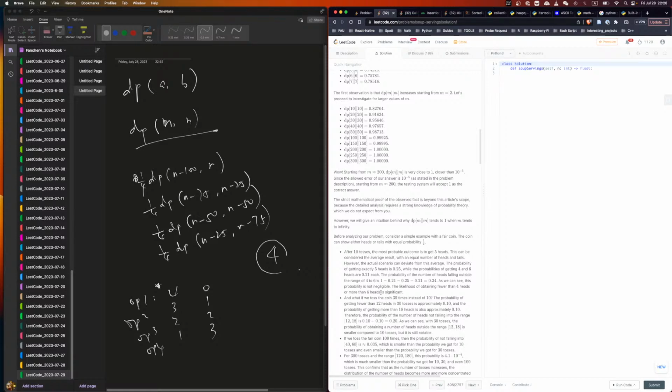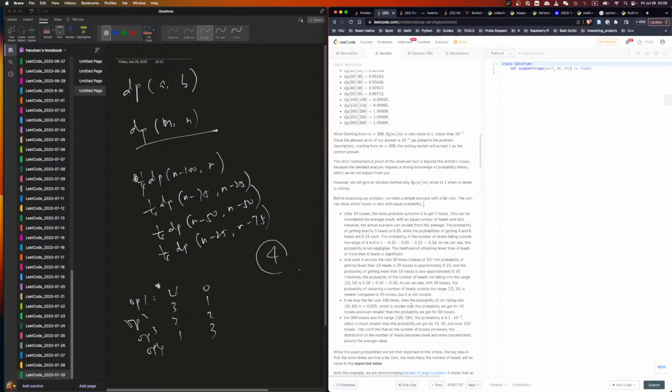This is the bell curve, right? This is the bell curve. This is in the middle. When 18 heads. This is the bell curve. 20%. 300 tosses in the range. Yes.